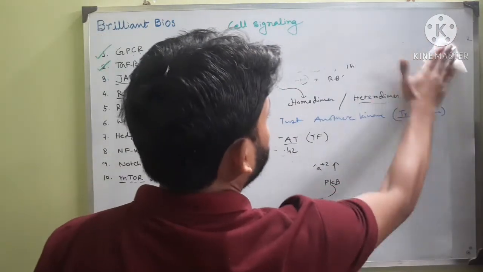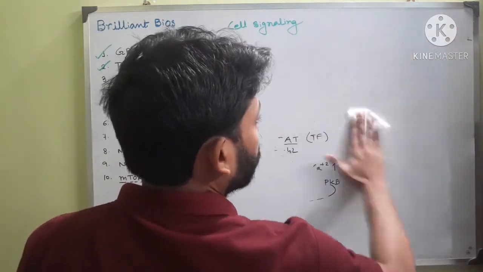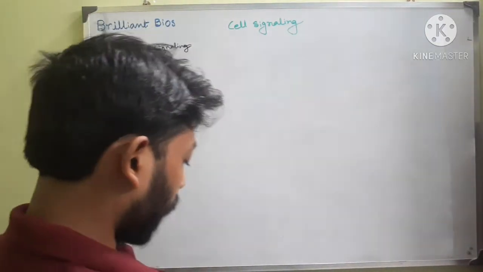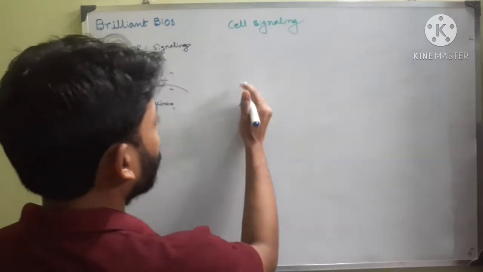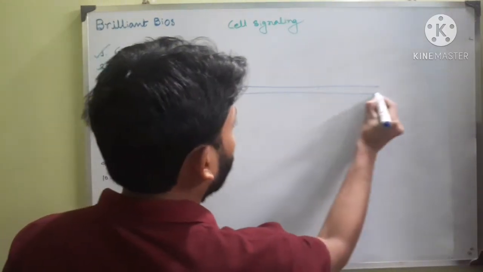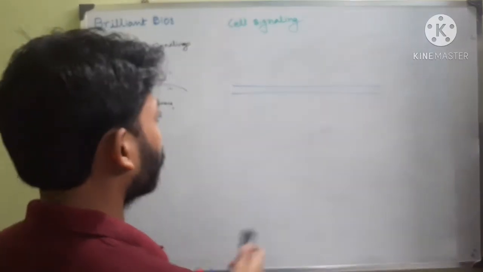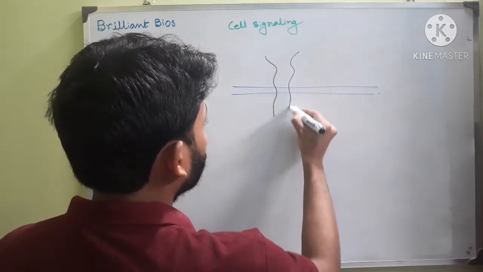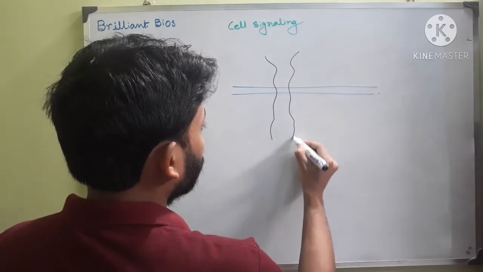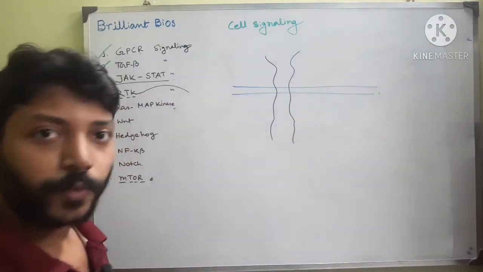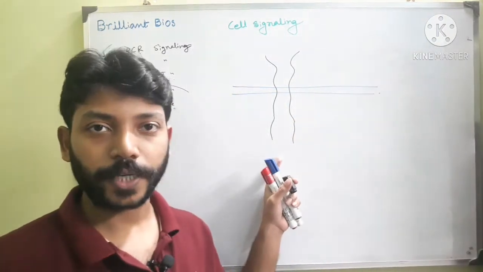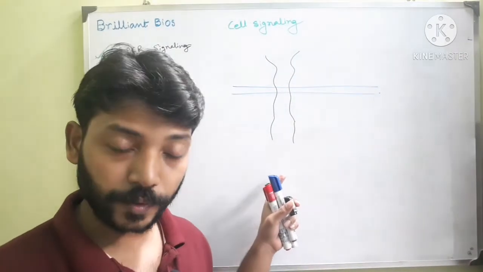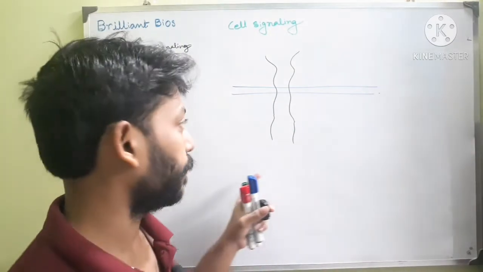JAK-STAT pathway. Let's suppose this is a plasma membrane where the receptors are. These are the receptors. This is the JAK-STAT pathway receptor. It could be the receptor for cytokine or growth hormone, prolactin, GCSF, or it could be the receptor for thrombopoietin or erythropoietin, whatever it may be.